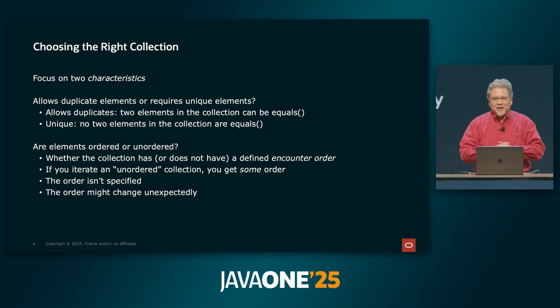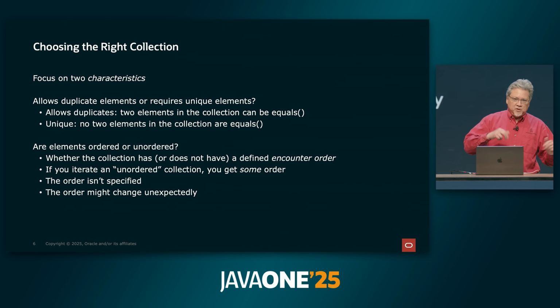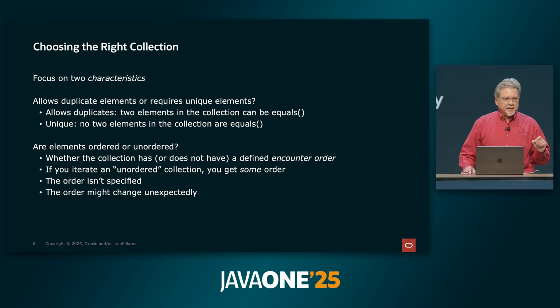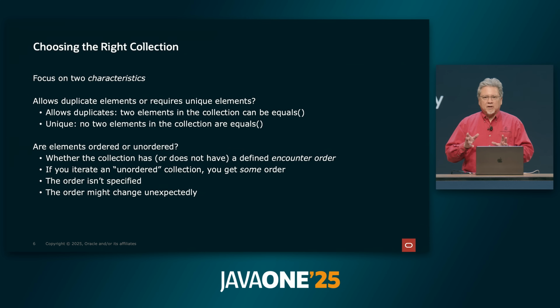I wanted to talk about two characteristics of collections that we're going to focus on today. The first characteristic is: does it allow duplicate elements, or does it require unique elements? Now, what's a duplicate and what's a unique element? There's a definition for this, which is based on Object.equals. If a collection allows duplicates, then you can have two or more elements in the collection that are .equals to each other. On the other hand, if a collection says it contains unique elements, then we have this mathematical proposition: there are no two elements in this collection that are .equals to each other. That's an important property.